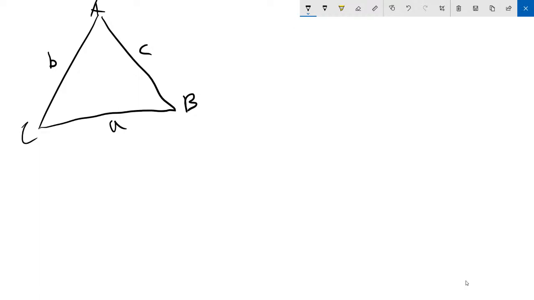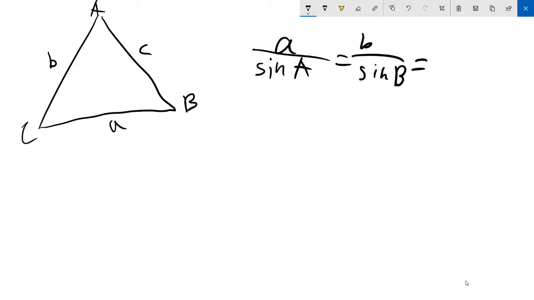So A over sine A is equal to B over sine B equal to C over sine C. This is useful for a multitude of reasons. If you know two angles and you know one side, then you can find the other side. Then once you know that side, you can figure out the next side with some other information as well.